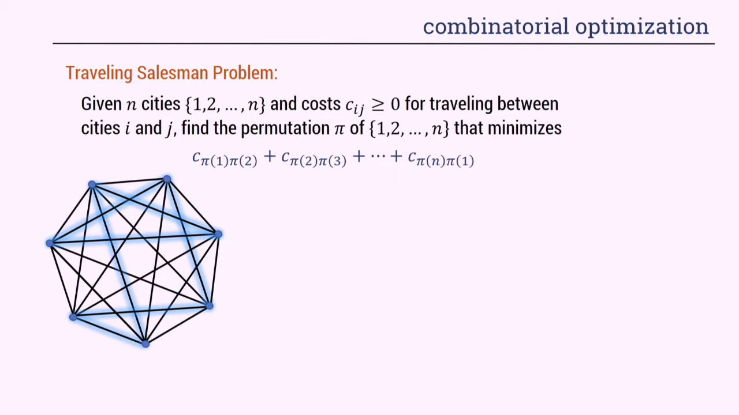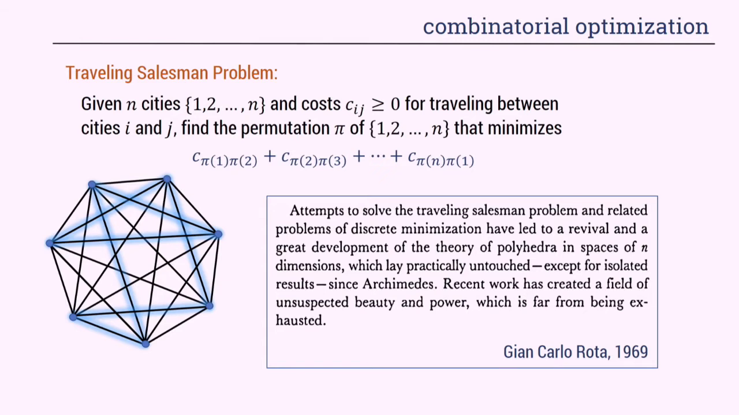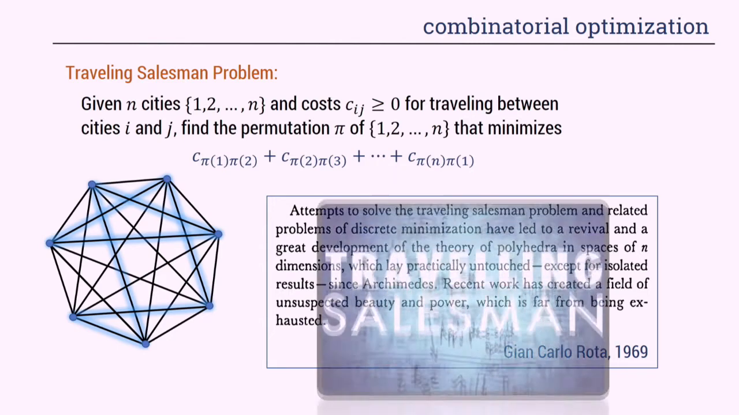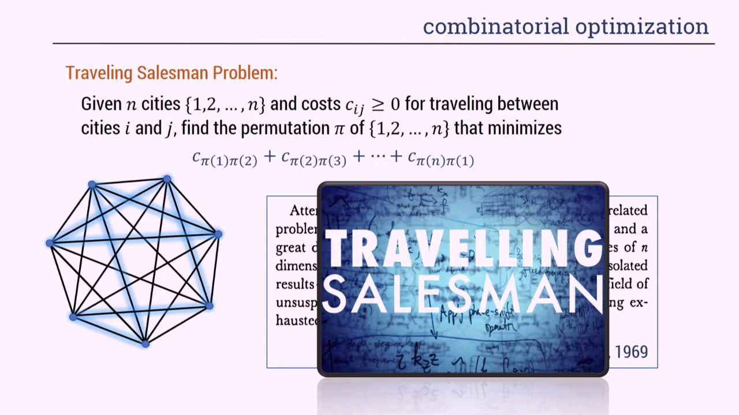And well, here's a quote from Gian-Carlo Rota, which is that the theory of polyhedra lay untouched since the time of Archimedes until these computer scientists started studying discrete optimization, and then the field made a bit of a resurgence. And I guess if you're somewhat younger and you don't remember Archimedes, then there was also a hit Hollywood movie about the traveling salesman problem that came out a few years ago.